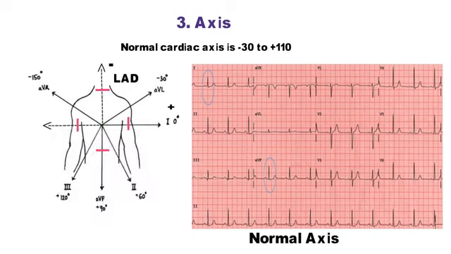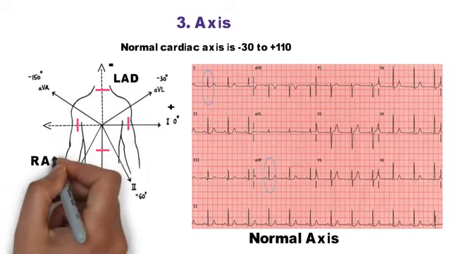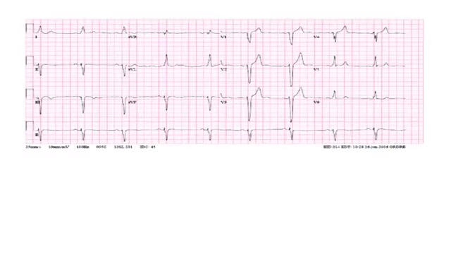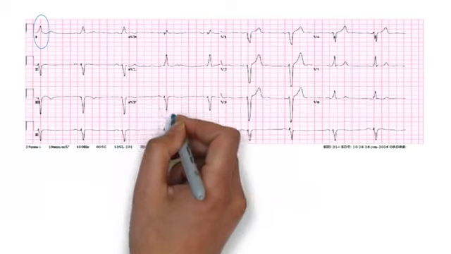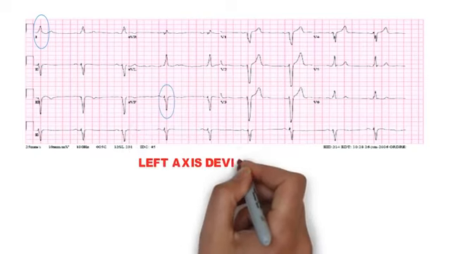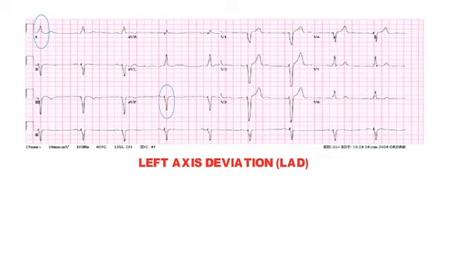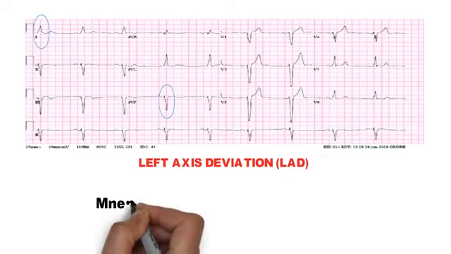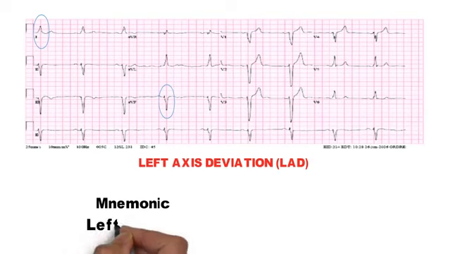And if net QRS is negative in lead 1 and positive in aVF, the net vector will be in the right axis deviation range. Now look at this ECG. Net QRS in lead 1 is positive and net QRS is negative in aVF. So this ECG is showing left axis deviation or LAD. And you can remember this by a mnemonic: left leaves.